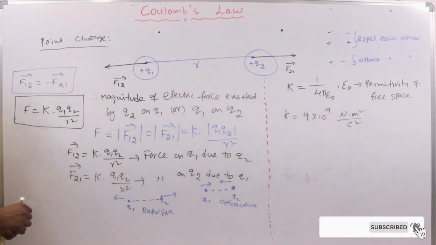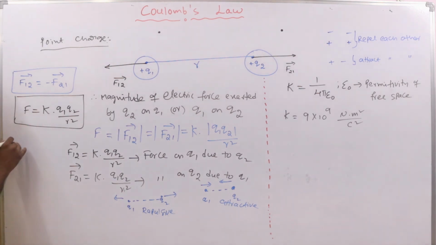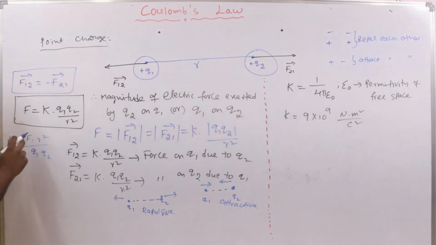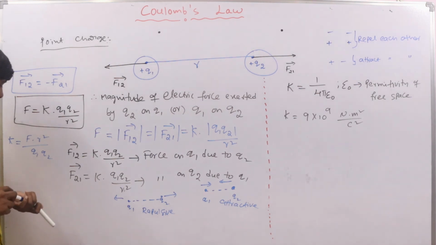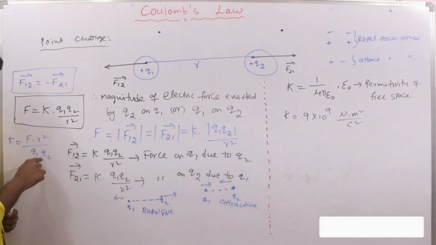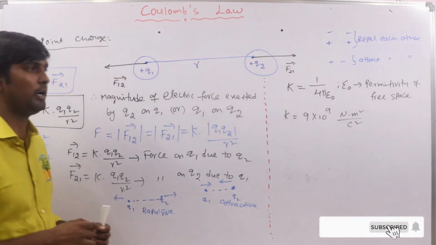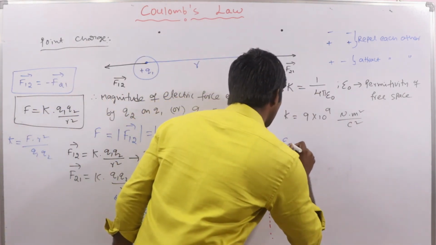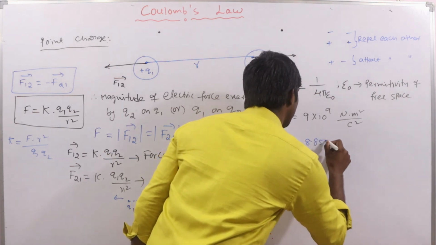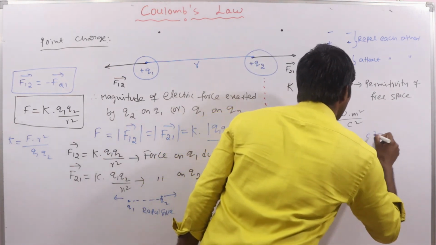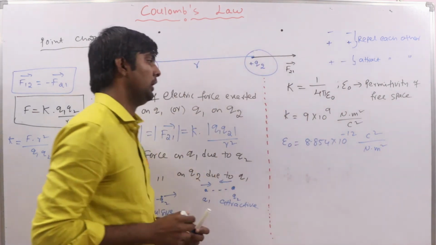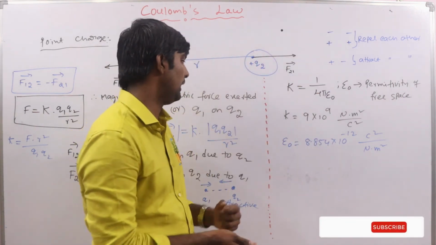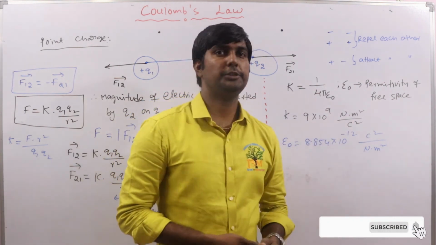So how are we getting that? From this expression we can rearrange: K is equal to F into R square by Q1 into Q2. For force, the unit is Newton. For R square, meter square, and for the two charges, Coulomb into Coulomb, Coulomb square. So like this we get Newton meter square per Coulomb square. Also this epsilon naught value is equal to 8.854 into 10 power minus 12 Coulomb square per Newton meter square. So this is the value of K, the proportionality constant in free space, remember that, and this is the permittivity of free space. Clear?